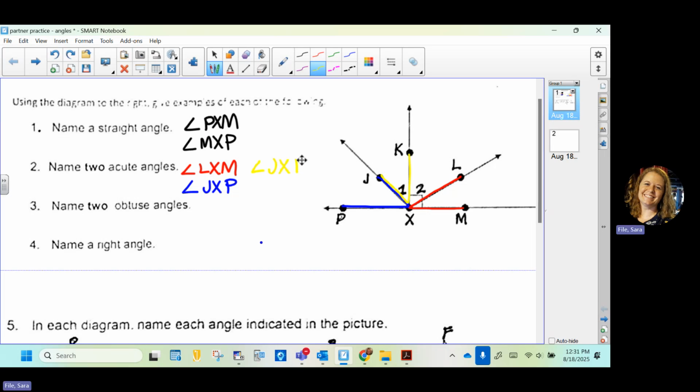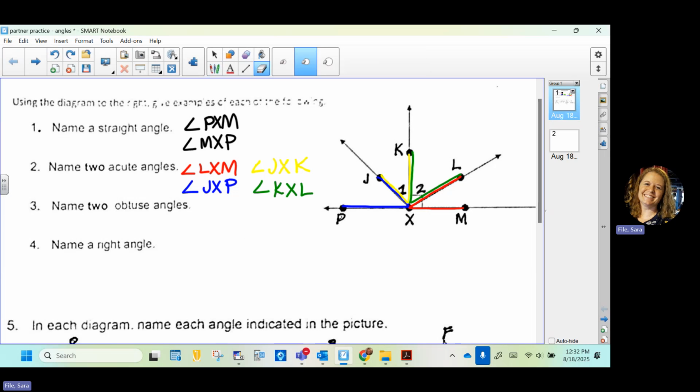And remember, you could name it backwards. It could be KXJ. I know yellow's hard to see, sorry. There's this one here, KXL in green, or LXK, you could name it backwards. All 4 of those are acute angles. Those are all less than 90 degrees. So you could have done any of those 4. You were supposed to name at least 2.